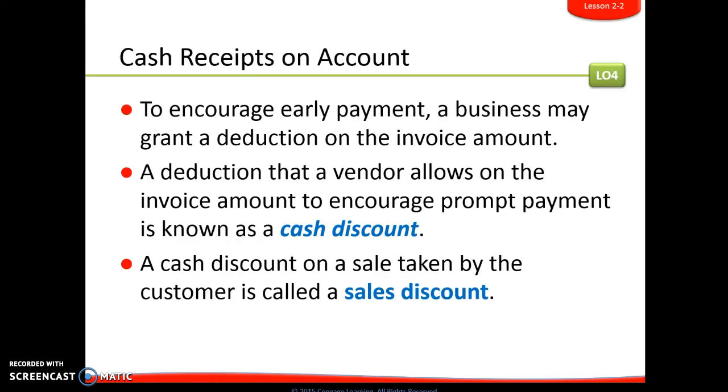Okay, so we've talked about this stuff before. This is a little bit of a review. A lot of times businesses, to encourage people to pay faster, will offer some type of deduction on the invoice amount. A deduction that a vendor allows on the invoice amount to encourage prompt payment is called a cash discount. A cash discount on a sale taken by the customer would be called a sales discount.